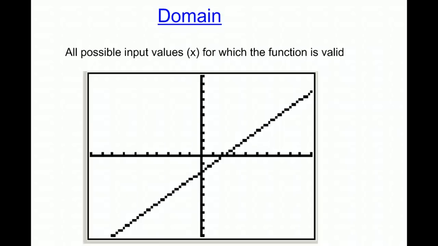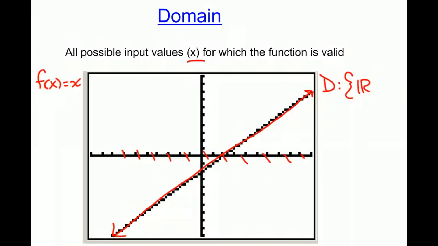Domain is all possible input values, or your x, for which the function is valid, so when there is a y value associated with it. Now this is a linear function, so the parent function, f of x equals x, is shown. So this is a straight line, which means there are no gaps and no breaks in it. So our domain, looking at the x values along, is going to be all real numbers.